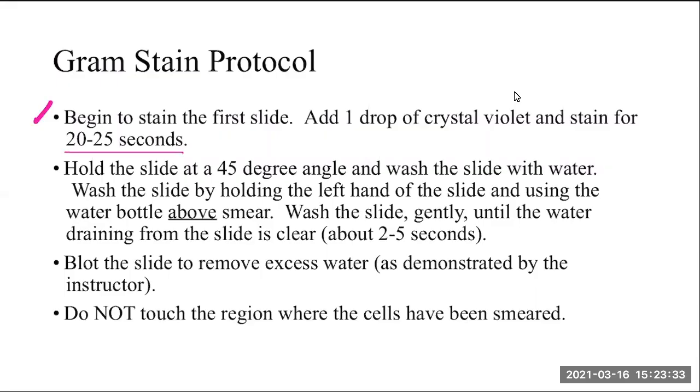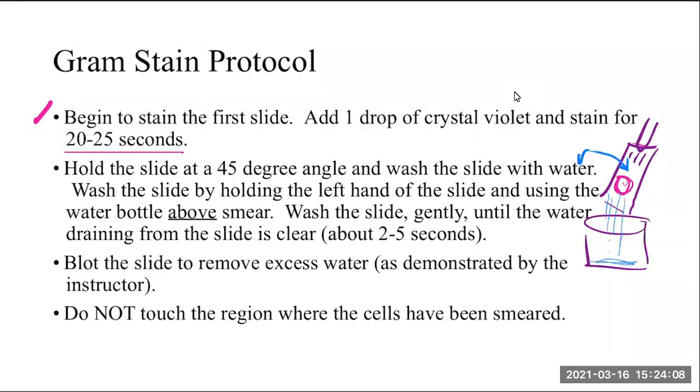Then you would hold the slide at that 45-degree angle that we talked about before. You have your clothespin, and you would hold this over a beaker, and aim your stream of water just above your target area. Then you wash the slide gently until the water draining from the slide is clear, which only takes about 2 seconds. It's really quick.